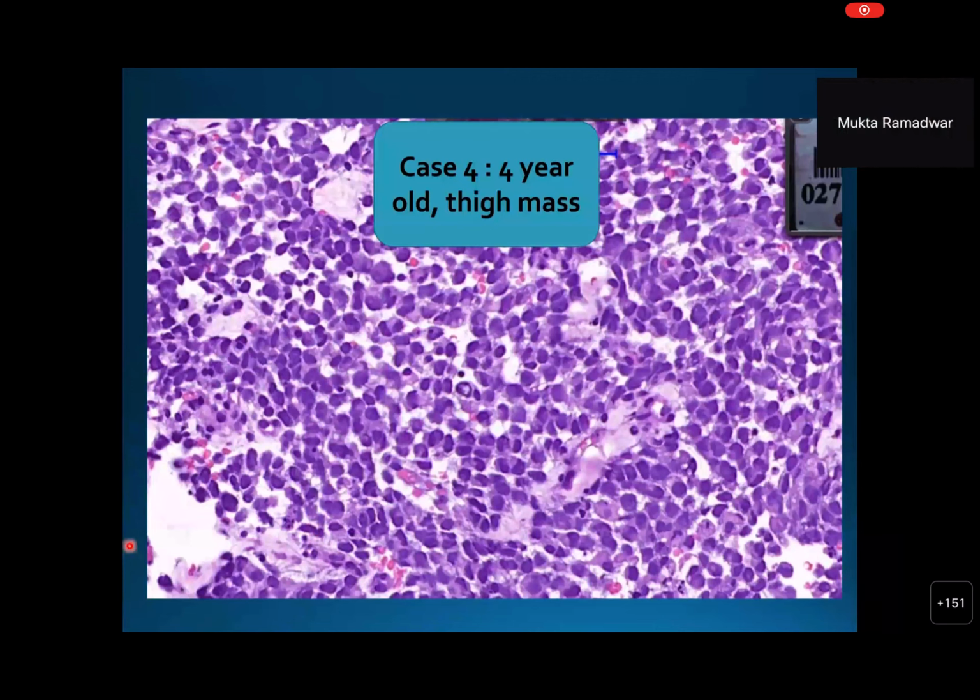So Mukta is back, and we can continue. Yeah, thank you, Girish. That was so valuable. So never forget the entire clinical picture.